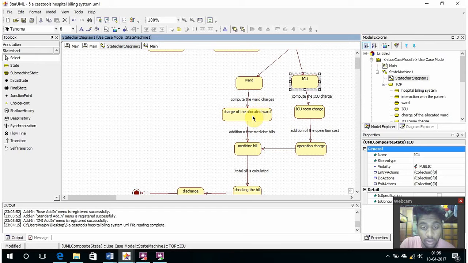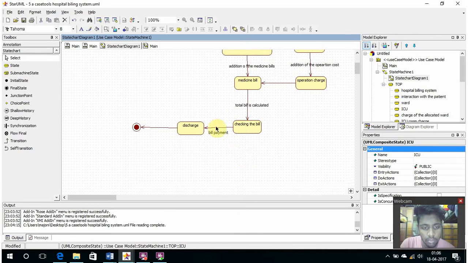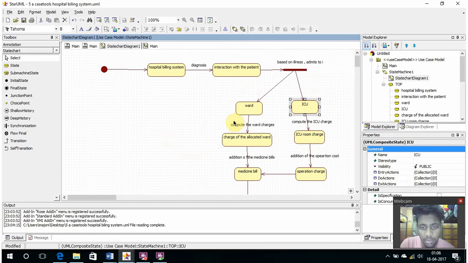The charge of the allocated ward will be calculated, and the medicine bills will also be calculated in the overall bill payment. And then bill payment must be made, and then the discharge will be done. Discharge of the patient will be done.